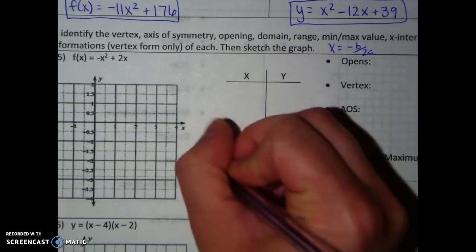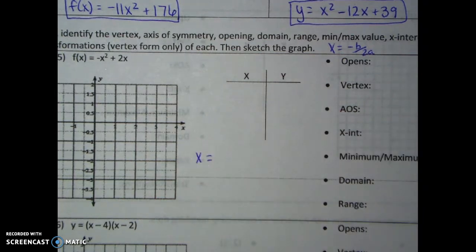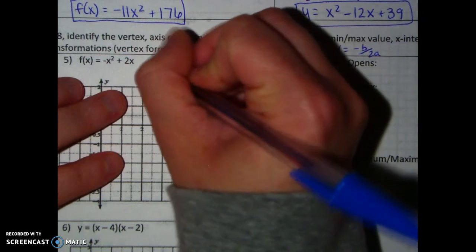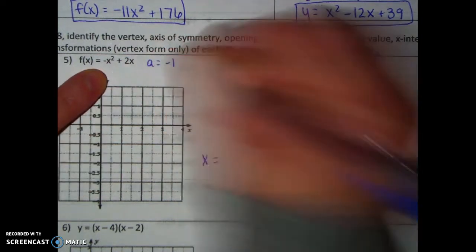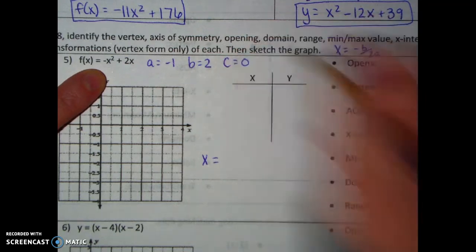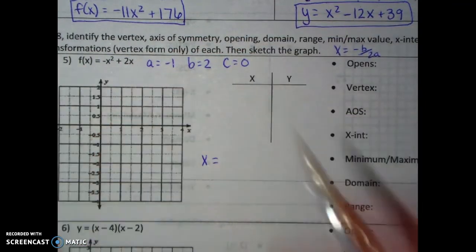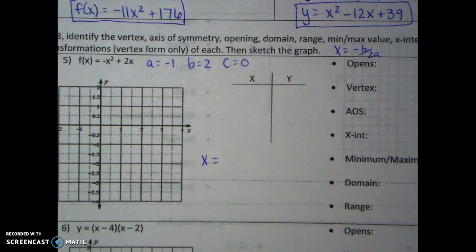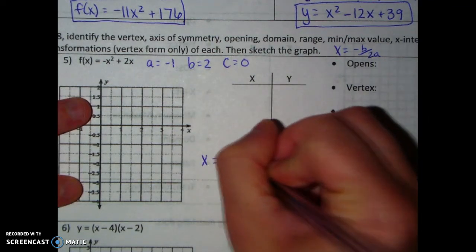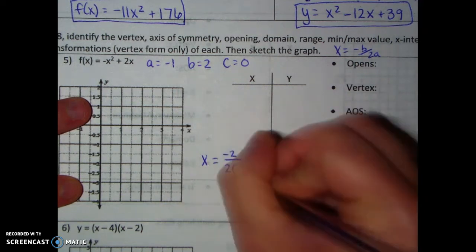So down here in this space right here, I'm going to do negative b over 2a. And I know some of you wrote this out, but a equals negative 1, b equals 2, and c equals 0. Some of you had the b and the c mixed up, so that ruined all of your answers. So negative b would be negative 2 over 2 times a, which is negative 1.